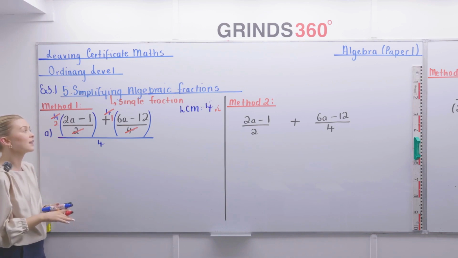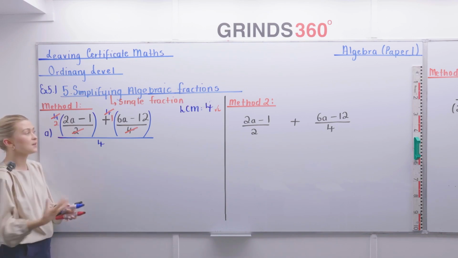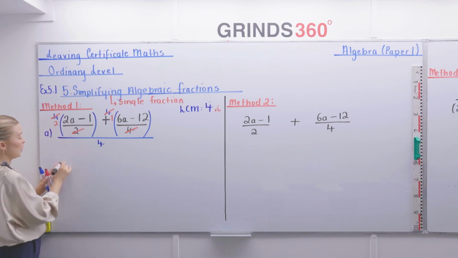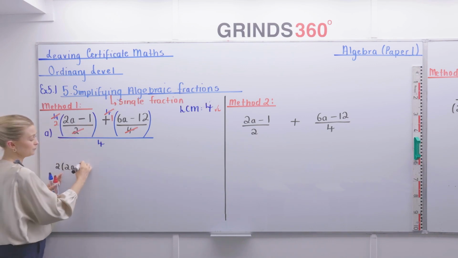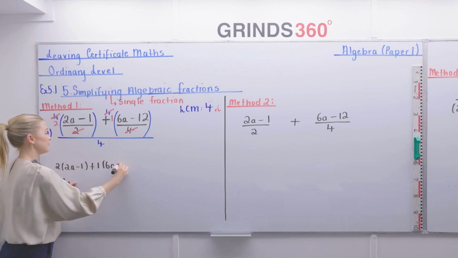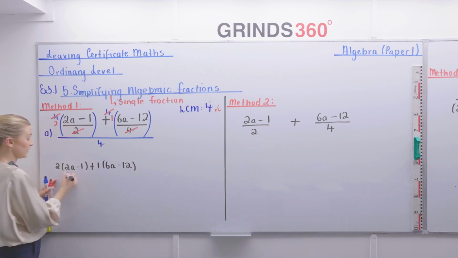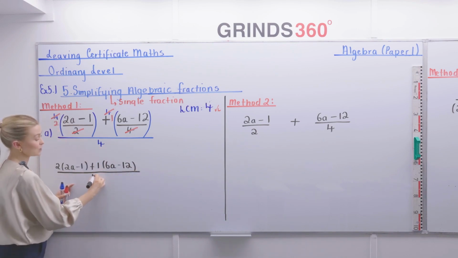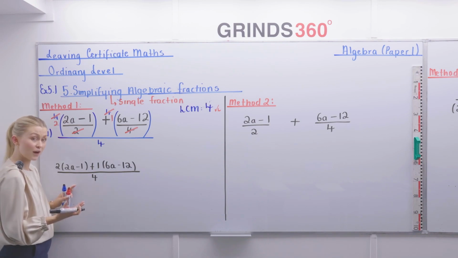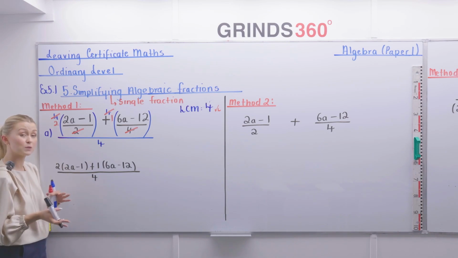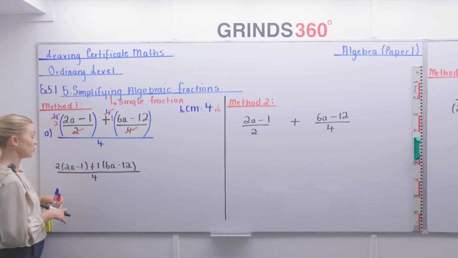Now what you're already seeing happen here is you're already seeing it being written as a single fraction. So what actually do we have here now? We have 2, bracket 2a, minus 1, plus 1, bracket 6a, minus 12. This is all over my lowest common multiple, which is 4. So we multiply both fractions by 4 and then divide the whole lot by 4. Again, multiply, divide are the inverse of each other.